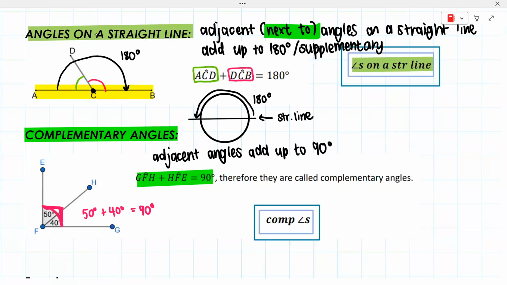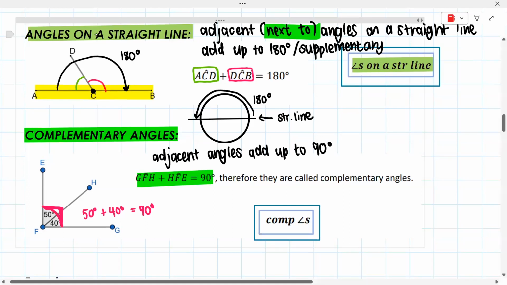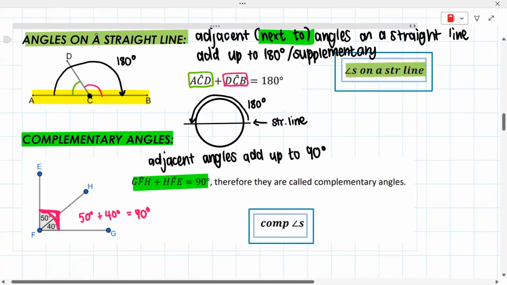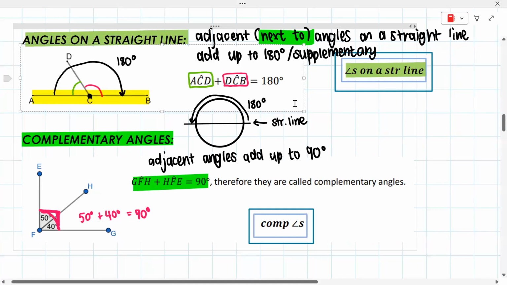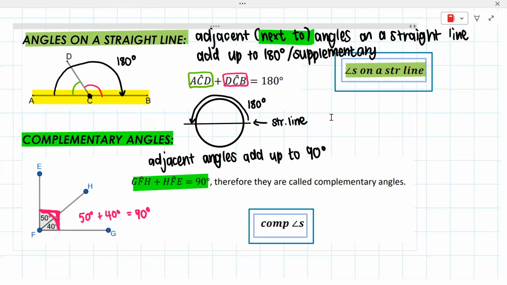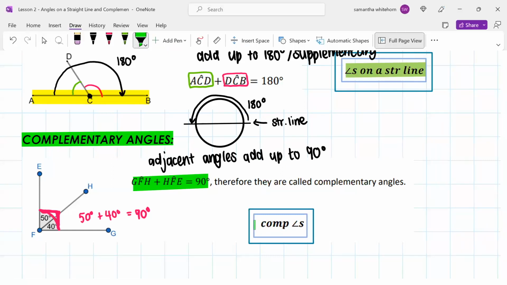Okay, so we've got so far the reason that speaks about the fact that angles around a point add up to 360. We've now halved that circle and we've gone to a straight line. We've got angles on a straight line add up to 180. And then we've gone a step further that says angles that add up to 90 degrees and that are next to each other are complementary angles.